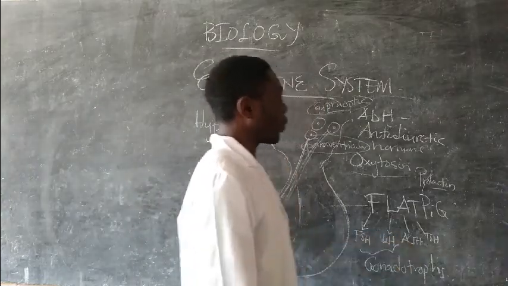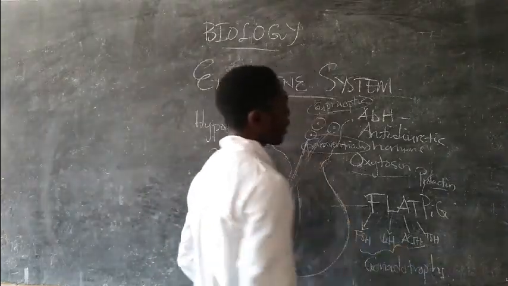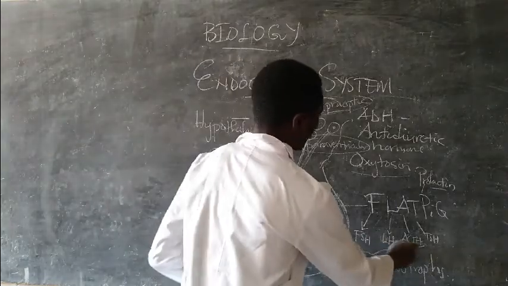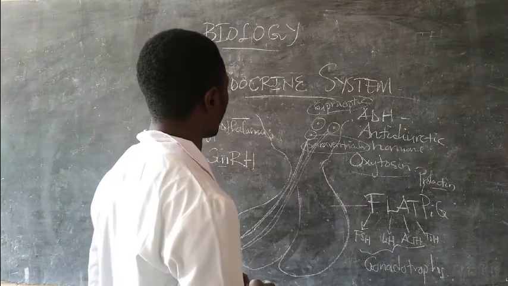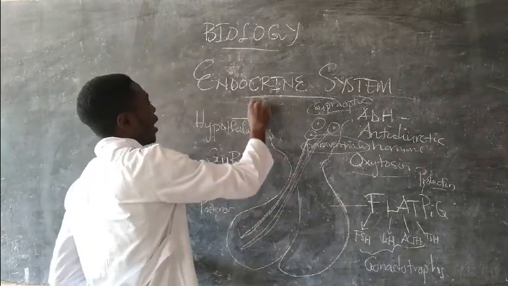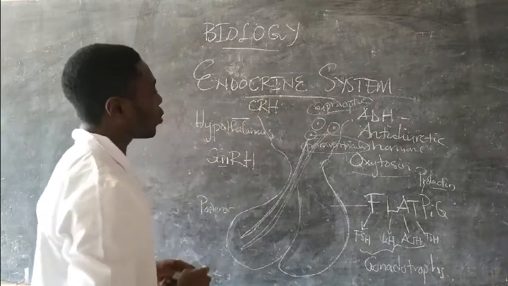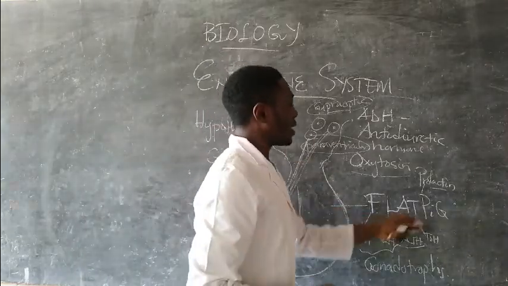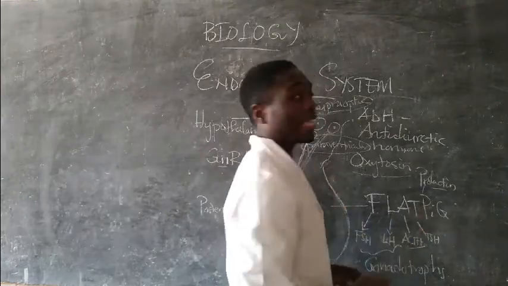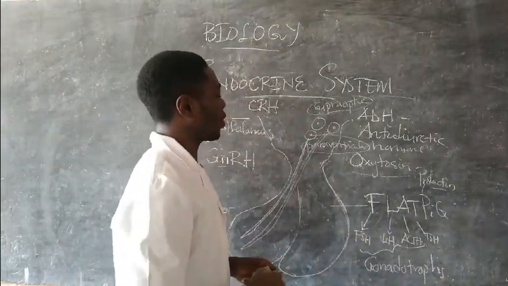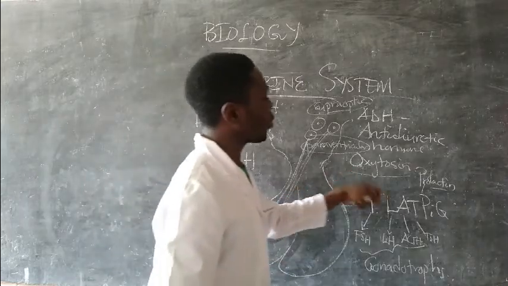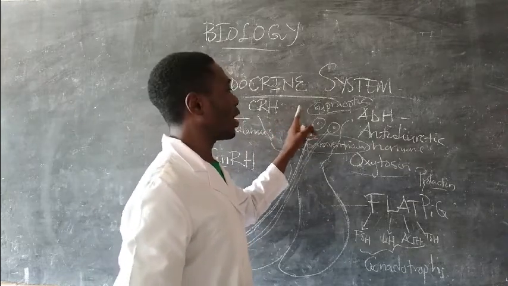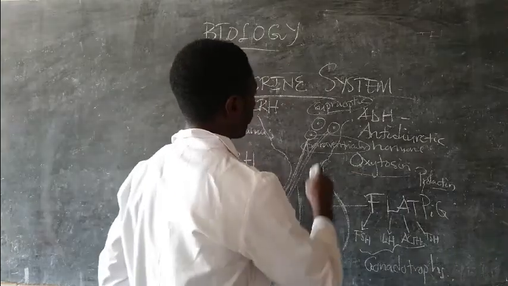Then the adrenocorticotropic hormone acts on the adrenal glands, specifically on the adrenal cortex, and so its release is caused by corticotropin releasing hormone, CRH. Now, the thyroid stimulating hormone, which acts on the thyroid gland to stimulate the production of thyroxine, has its release stimulated by thyrotropin releasing hormone.